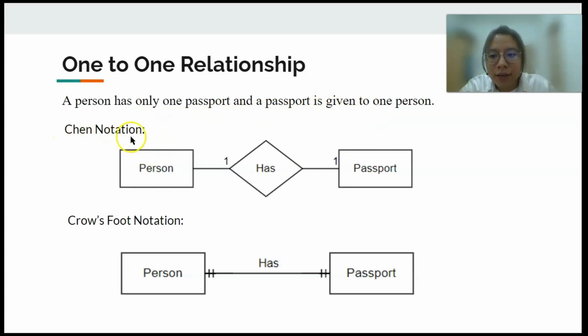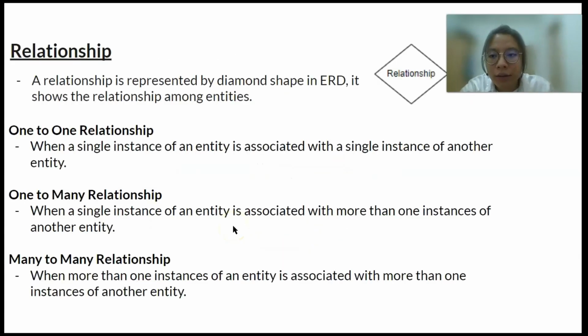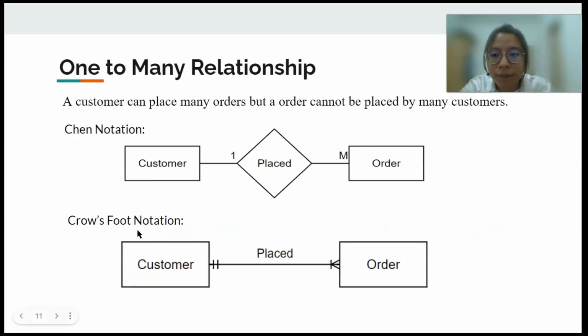Now we're looking at the Chen notation and crow's foot notation. Chen notation has a diamond shape relationship. And crow's foot does not have a diamond shape relationship. The relationship is written on the line. Next is one-to-many relationship. It is when a single instance of an entity is associated with more than one instance of another entity. For example, a customer can place many orders, but orders cannot be placed by many customers.